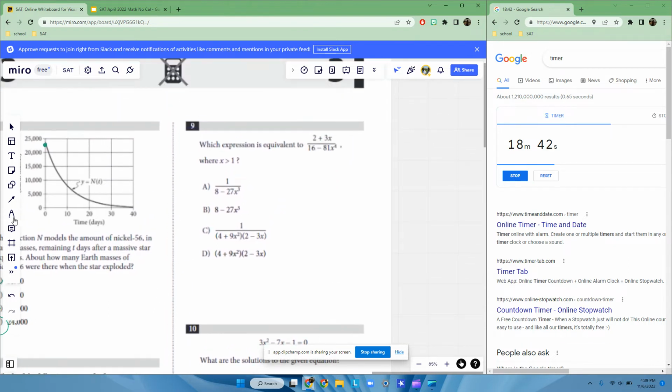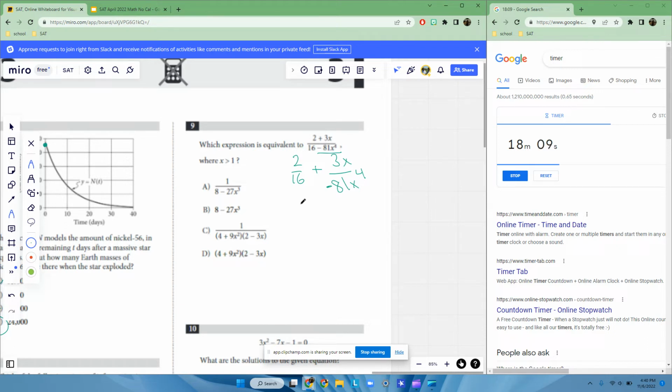Okay, next question. Ooh, this is a tricky one. Which expression is equivalent to (2 + 3x)/(16 - 81x^4), where x is greater than 1? For this, I'd start off by splitting them up. Since we have a minus here, 2 over 16 minus 3x over 81x to the power of 4. If you guys might get confused, you can just add a plus here and make this negative, since over here this is negative.